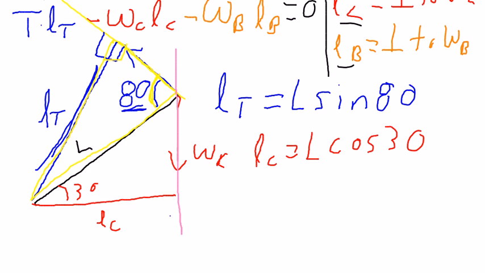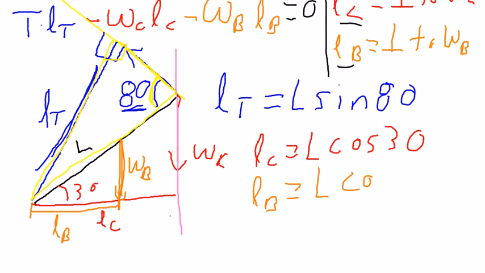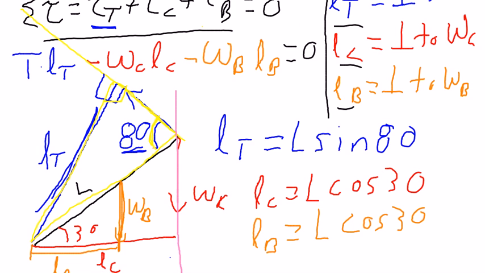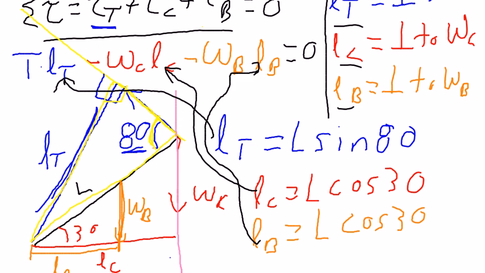And then lastly, here we have the weight of the beam, which you can see this is the line of action, and so the distance that we want here is LB, and you can see once again that LB is just going to be equal to L multiplied by the cosine of 30. So now you have an equation up here where you can plug in each of these different values. You can plug in LT, you can plug in LC, and you can plug in LB.